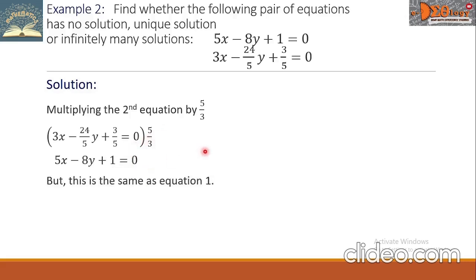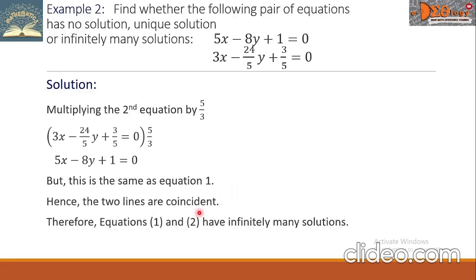Observing the resulting equation, this is the same as equation 1. Hence, the 2 lines are coincident. Therefore, equations 1 and 2 have infinitely many solutions.